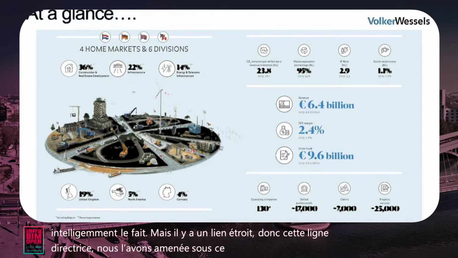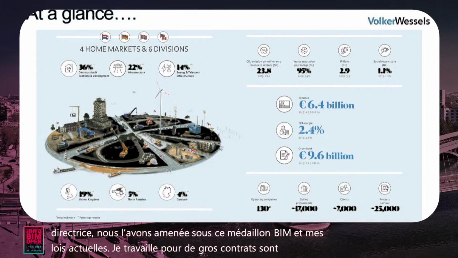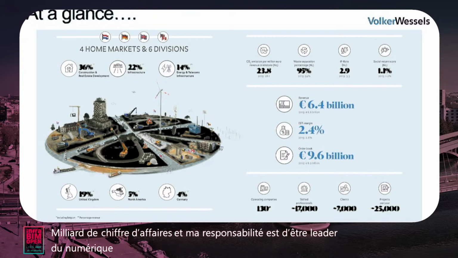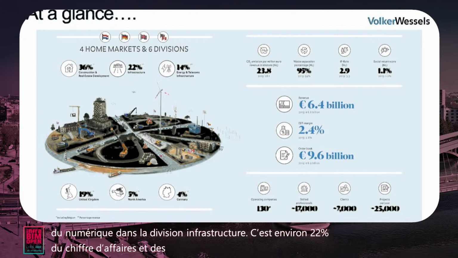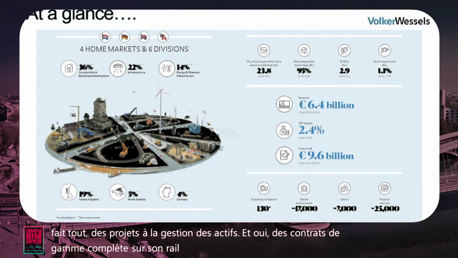And my current role is I'm working for a big contractor in the Netherlands, 6.4 billion turnover, and my responsibility is to be leader of the digital in the infrastructure division. It's about 22% of the turnover. And Volker Wessels is a contractor who's doing everything from projects to asset management, a full range contractor, and in infra, it's rail, it's roads, it's bridges, and it's also technical installations.